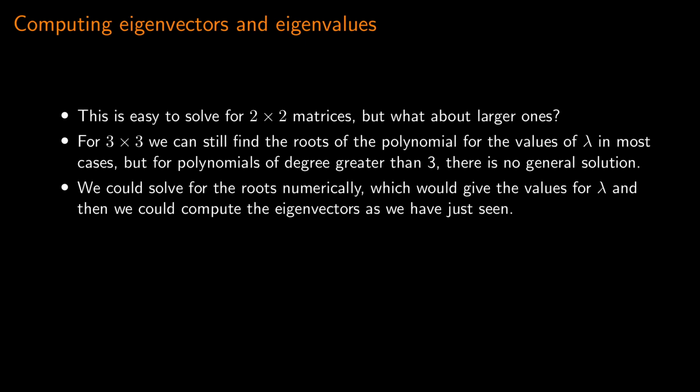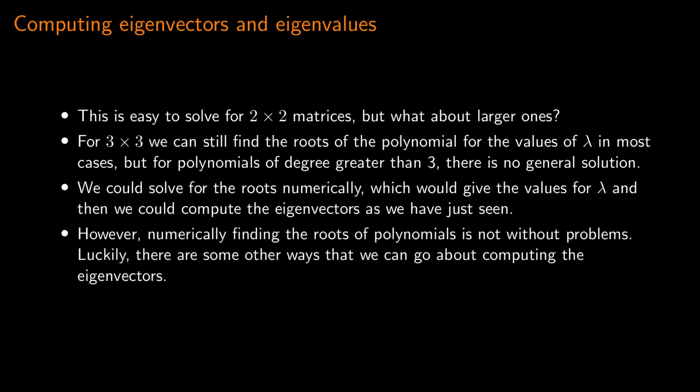Now, we could approach this by simply finding the roots of that polynomial numerically. So for any matrix, we could derive that polynomial, known as the characteristic polynomial. And we could then numerically calculate the roots, which would give us the values of lambda, and then we could compute the eigenvectors as we've just seen. However, numerically finding the roots of polynomials is not without its own problems, and in fact, that would easily be another episode just on its own. However, luckily there are some other ways that we can go about computing the eigenvectors.